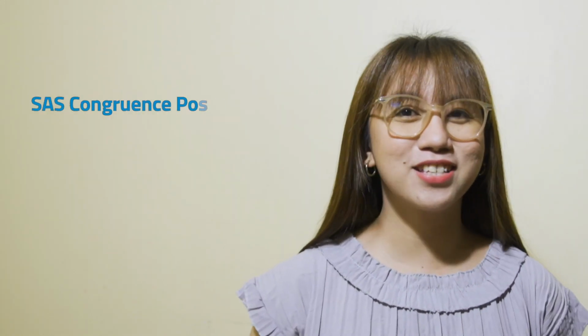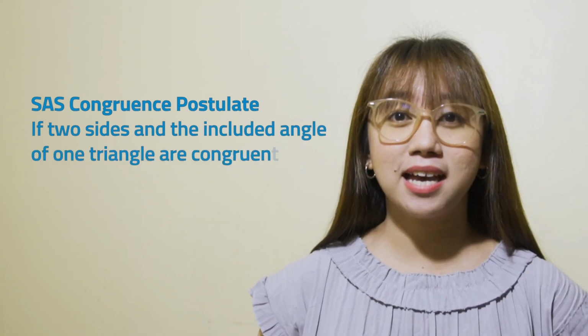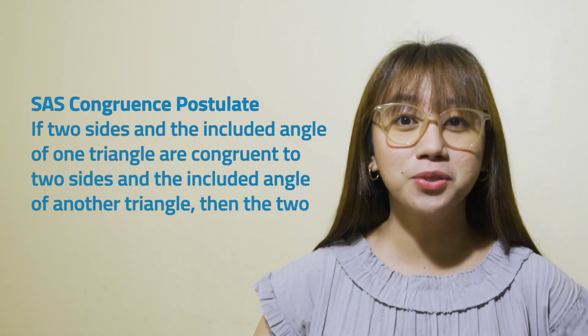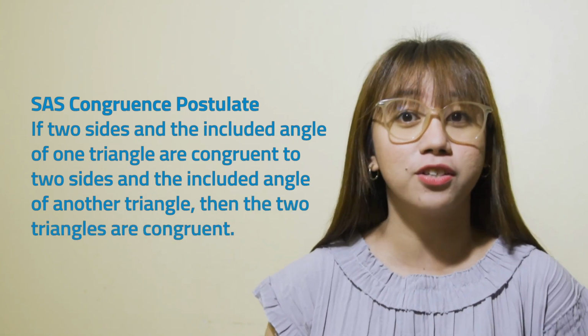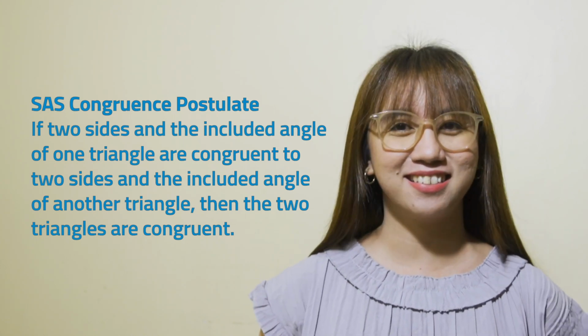The SAS Congruence Postulate states that if two sides and the included angle of one triangle are congruent to two sides and the included angle of another triangle, then the two triangles are congruent.